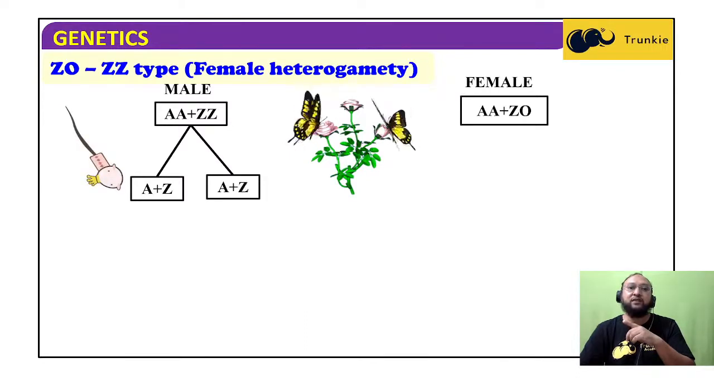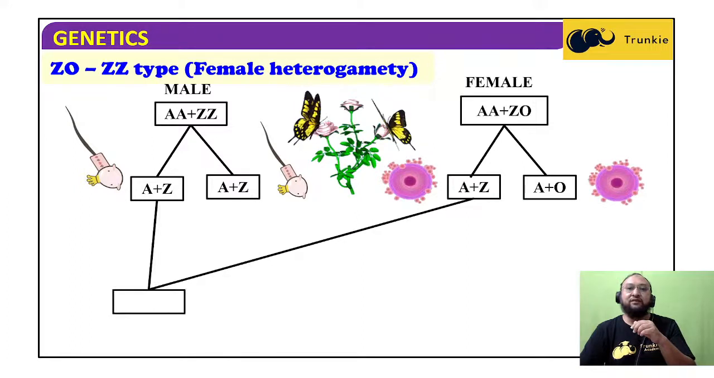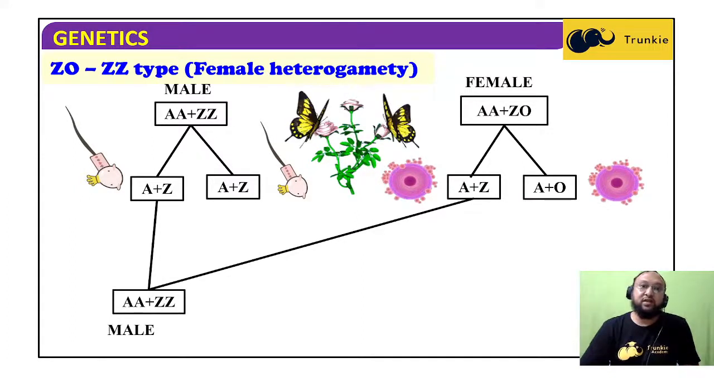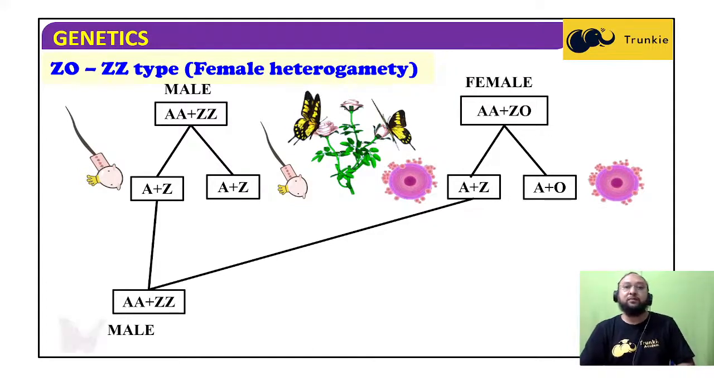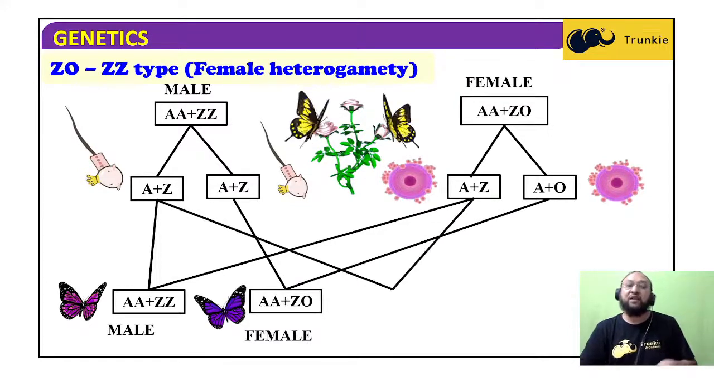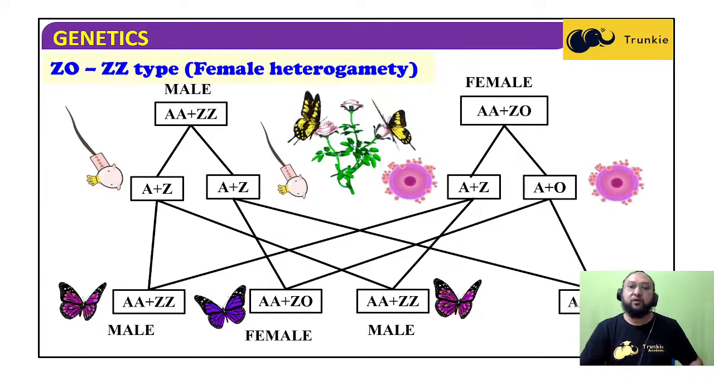Okay, so the gametes produced will be like this, and here they are combining. A plus Z and A plus Z are combining, so AA plus ZZ will be male, and AZ plus A0 will combine and form the female. So this is how female heterogamety determines the sex of the offspring or progeny.